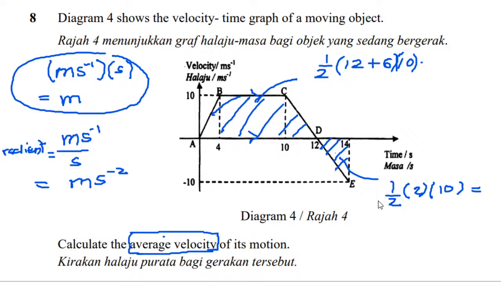So here will be, cancel, cancel, here is 10, right? Is that 10 meter? Up here, here is 90 kan?